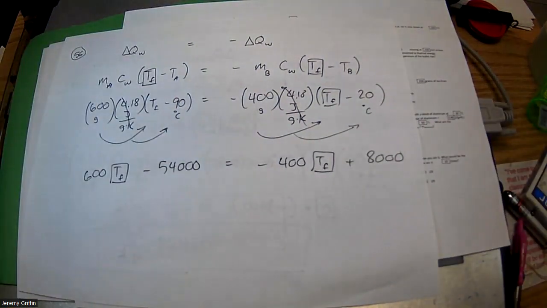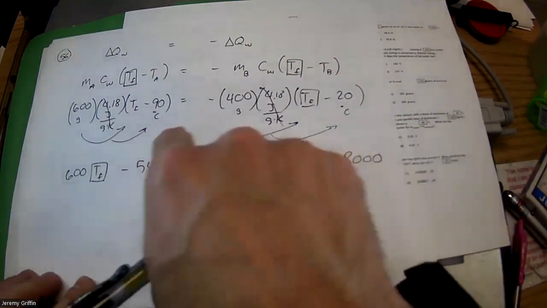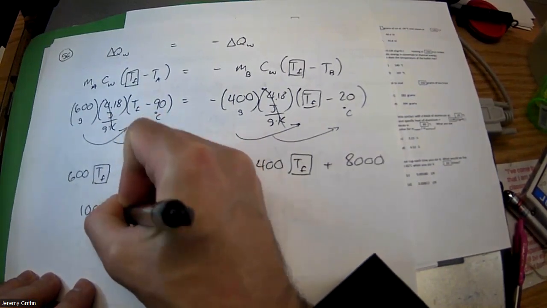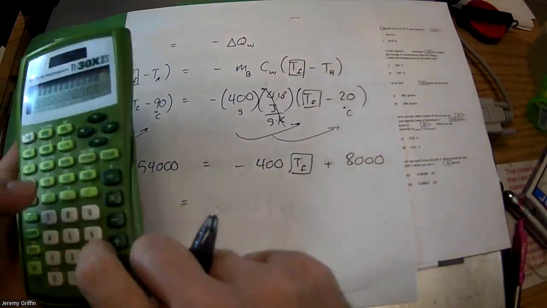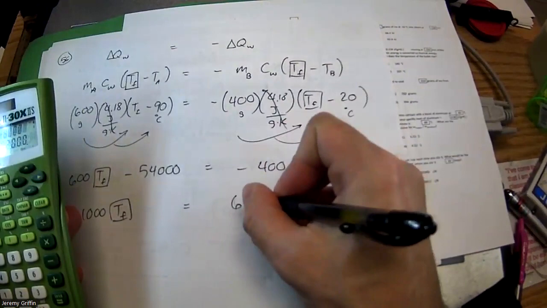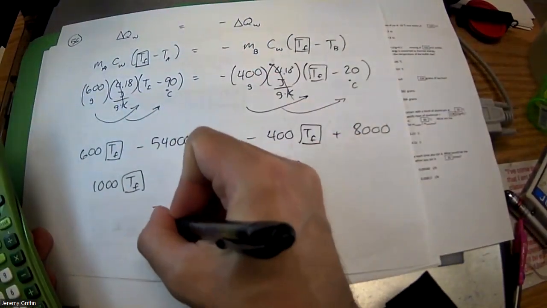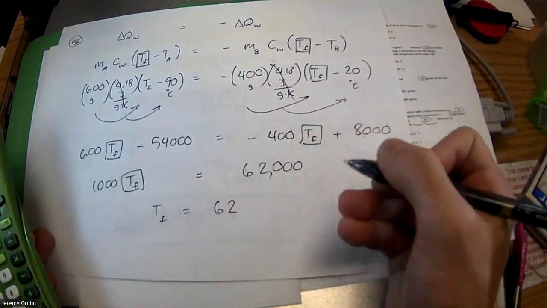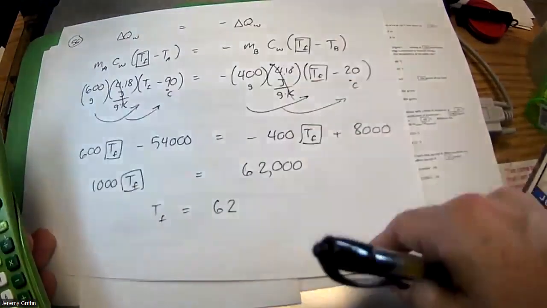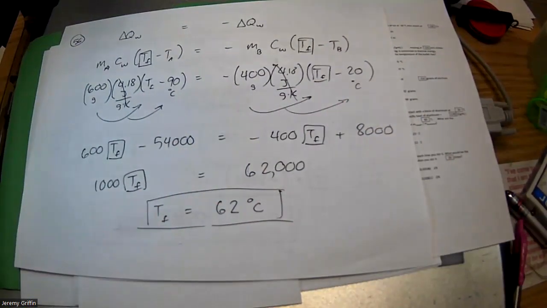Of course, there are units attached to all those numbers, and I'm just taking a little shortcut here. So add 400 T final over, that's 1,000 T final, and then 54,000 plus 8,000 is 62,000 units, wherever those units are. Divide both sides by 1,000. I'm getting 62 as the number. And since I was working with degrees Celsius, and since I was taking differences, I was okay. I didn't have to convert to Kelvin first. This would be degrees Celsius. There you go.